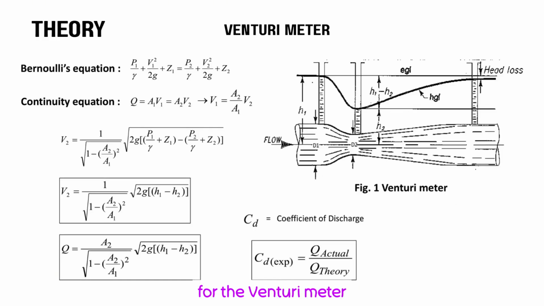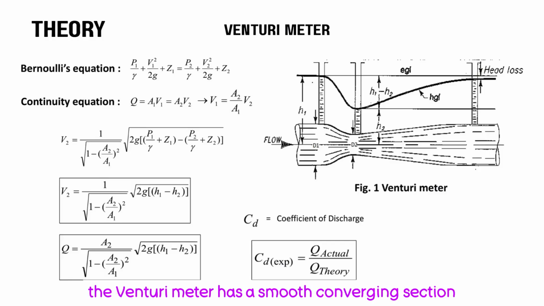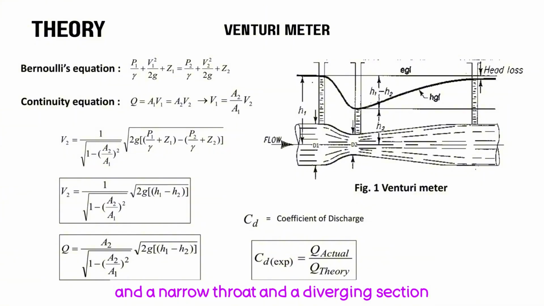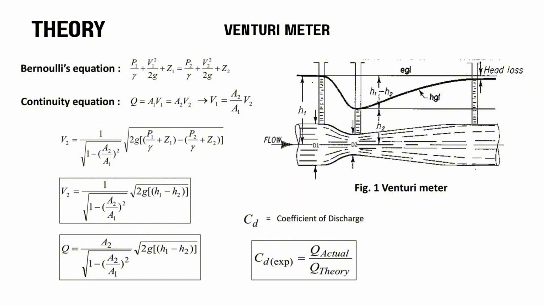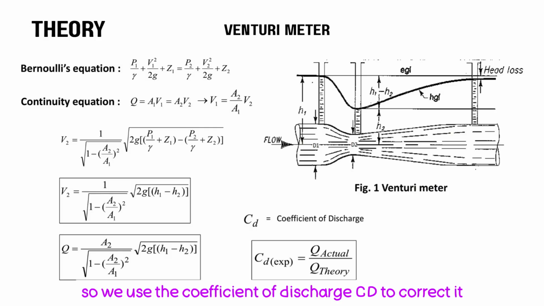The venturi meter has a smooth converging section, a narrow throat, and a diverging section. When water passes through the throat, velocity increases and the pressure decreases. By measuring the pressure difference between the inlet and the throat, we calculate the theoretical discharge using the Bernoulli and continuity equations. Because of frictional losses, the actual discharge is slightly less than the theoretical. So we use the coefficient of discharge CD to correct it.